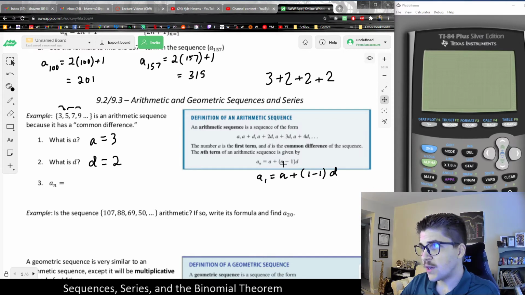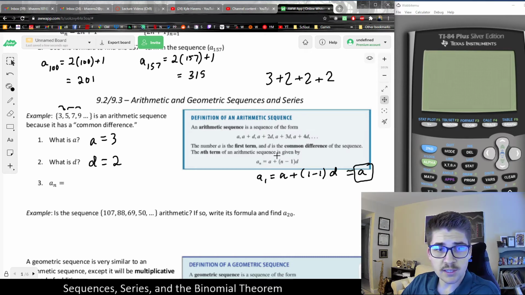And if I plug 1 into this formula, since 1 is a zero of the factor n minus 1, that would of course give us a plus 0d, which is just going to be a. And that's exactly what I want to have happen, right? Because what I said earlier is that a is the first term, and if I use this formula, a sub 1 will give me a.